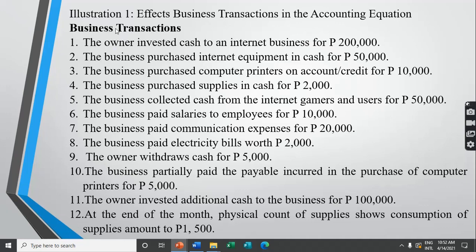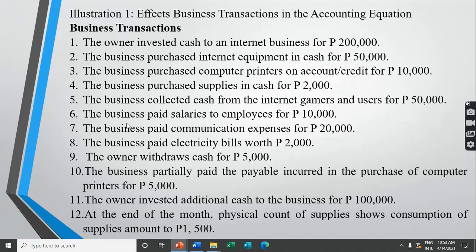So, ito yung business transaction niya, 1 to 12. Basahin natin. One, the owner invested cash to an internet business for 200,000. Two, the business purchased internet equipment in cash for 50,000. Three, the business purchased computer printers on account or credit for 10,000. Four, the business purchased supplies in cash for 2,000. Five, the business collected cash from the internet gamers and users for 50,000.